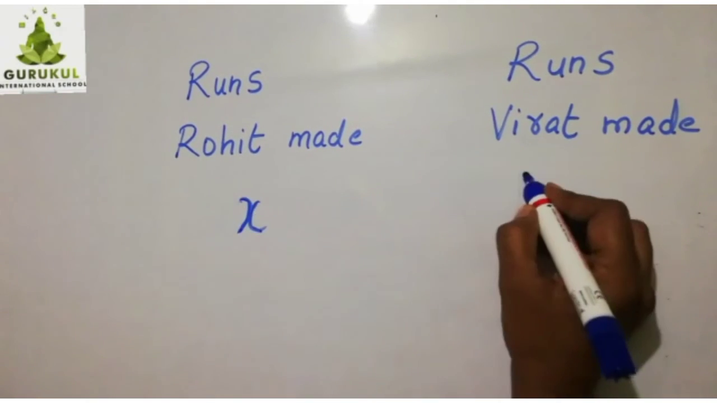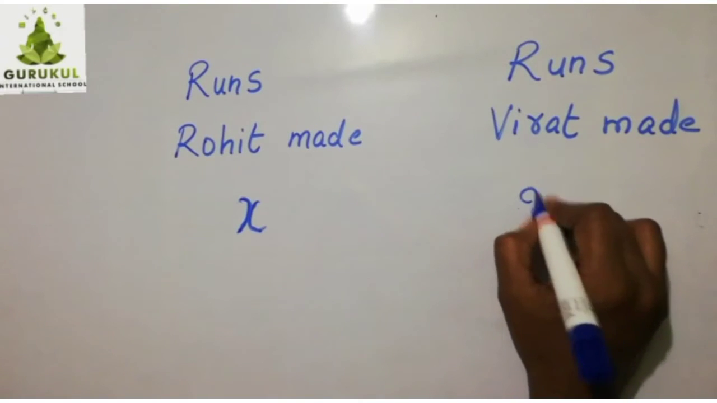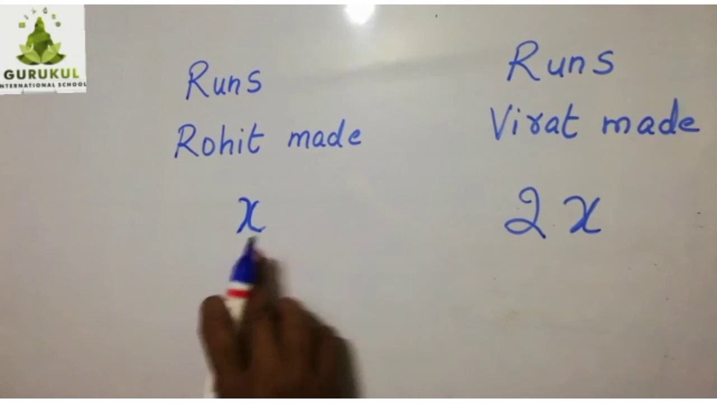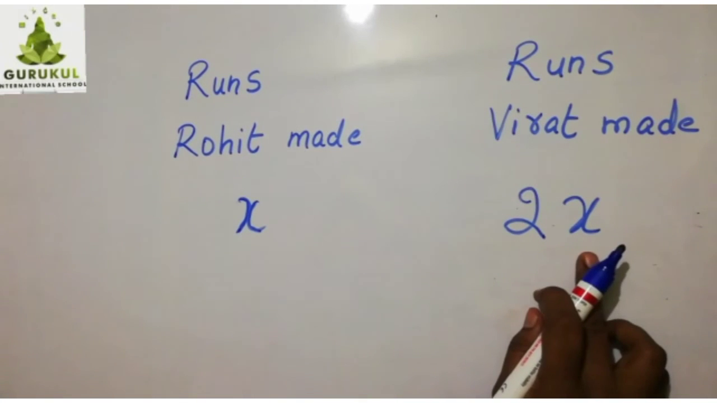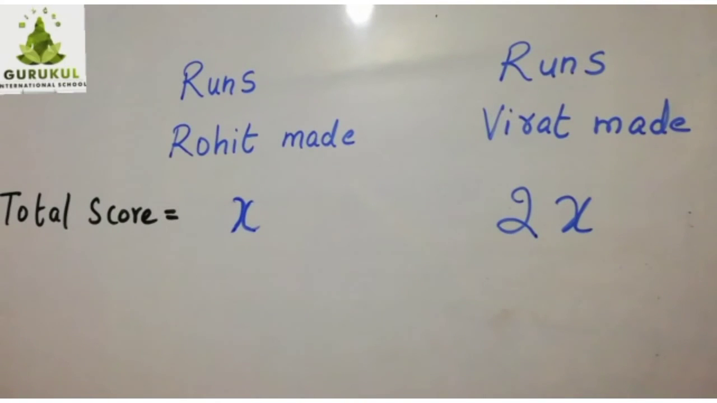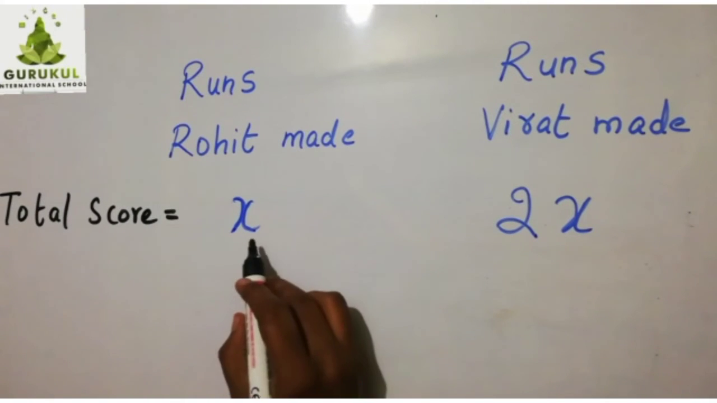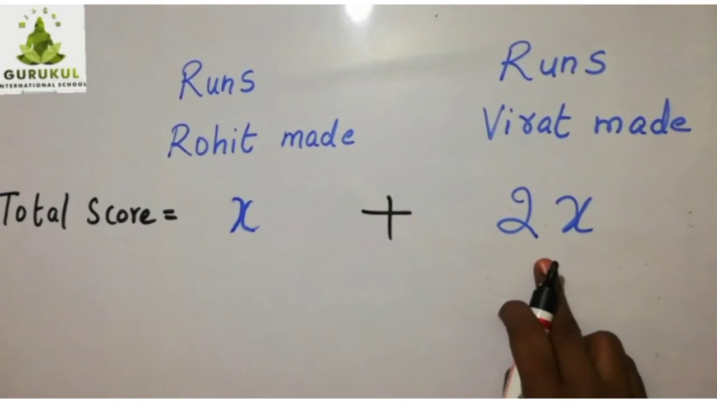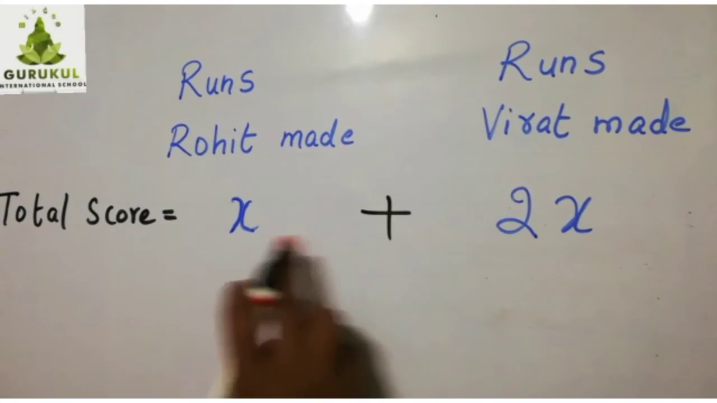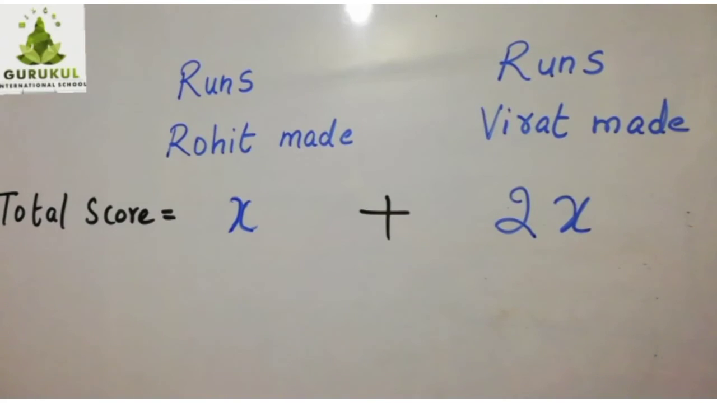Is it clear? So, Virat made how many runs? Twice that of Rohit. Rohit made X runs, so it's double, that is twice X. Is this much clear to you? Now what is their total score? How to find it? Rohit's runs plus Virat's runs. How many runs Virat made plus Rohit made? That becomes the total score.